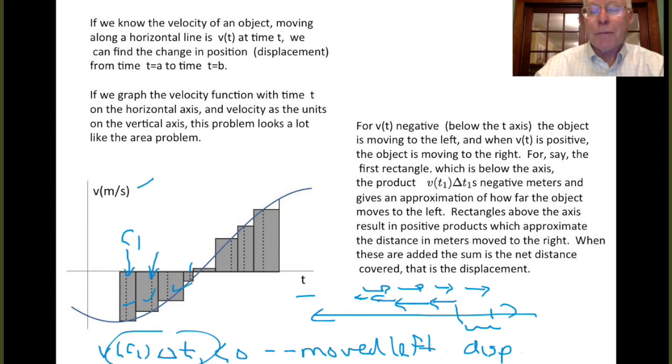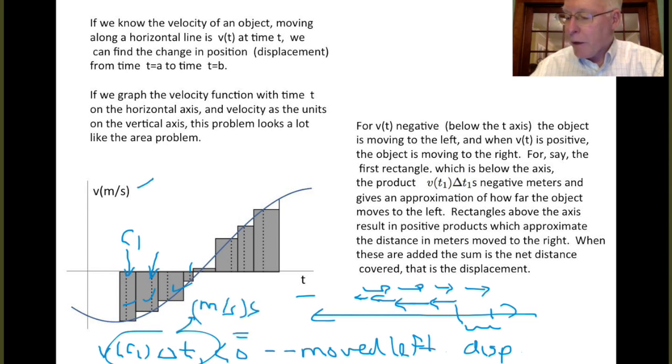Now, also in a lot of these problems, units are important. So often we want to pay attention to the units on the horizontal and vertical axis. In this case, the horizontal axis had units of time, or seconds, and the vertical axis had units of meters per second. So when we do one of these multiplications, we're multiplying meters per second times seconds, and so we see we are getting distance in meters. So the units help us interpret the meaning of the calculation.